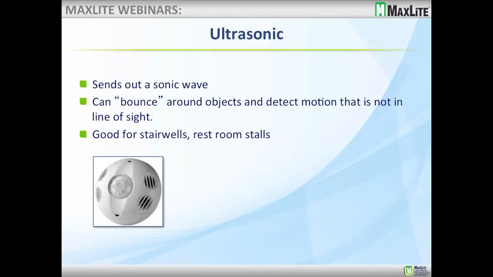It's also pretty sensitive, so small motion will keep the sensor activated. So while you're writing or moving slowly around or turning in your chair, very often the ultrasonic can sense that. Great for stairwells, also for bouncing up and looking down.